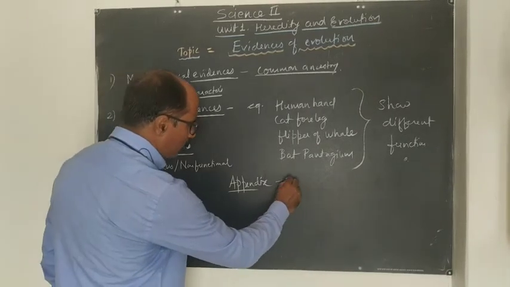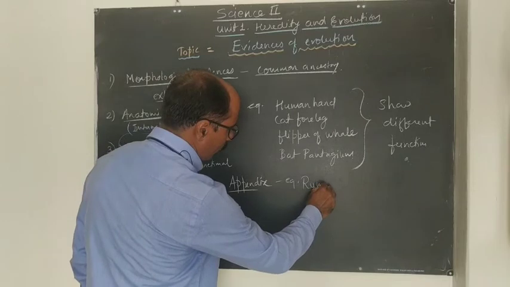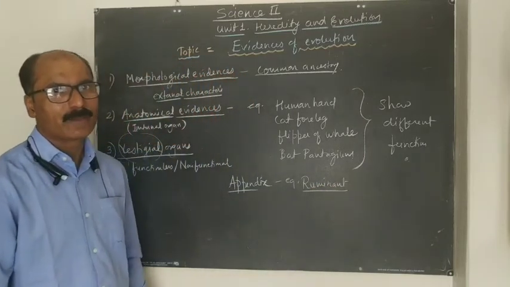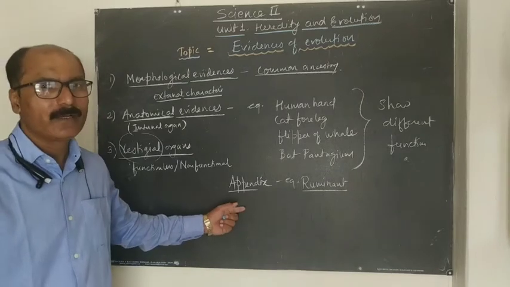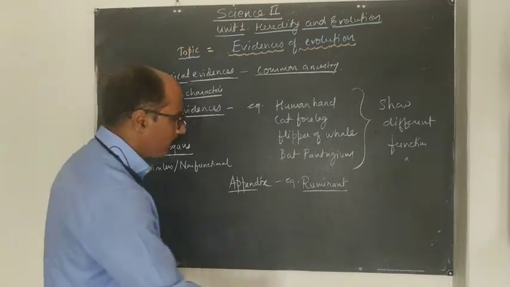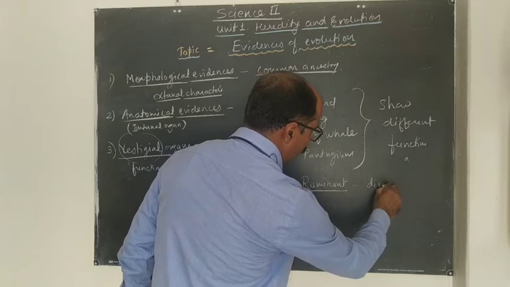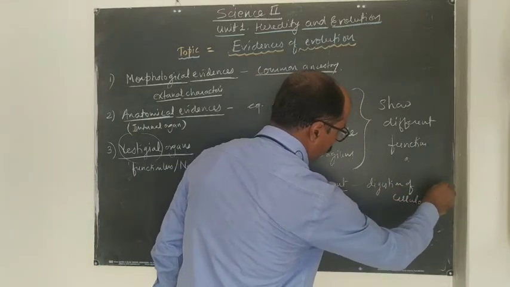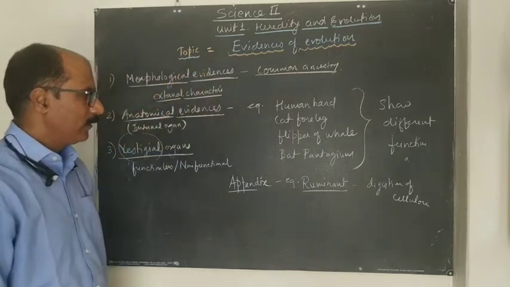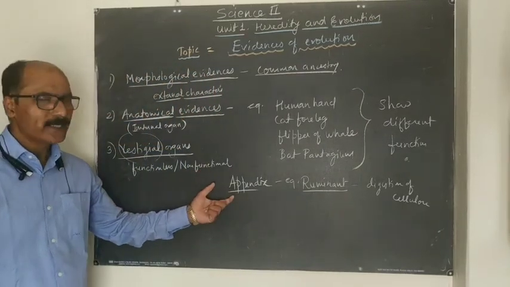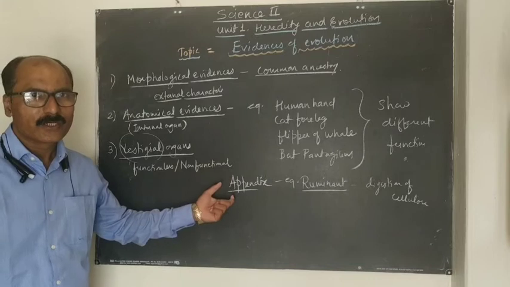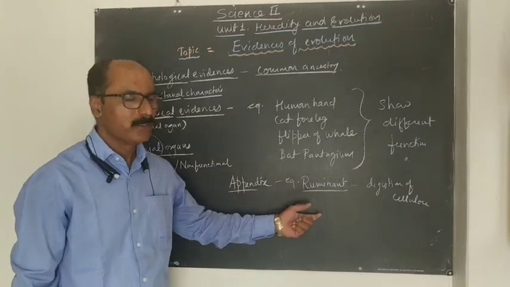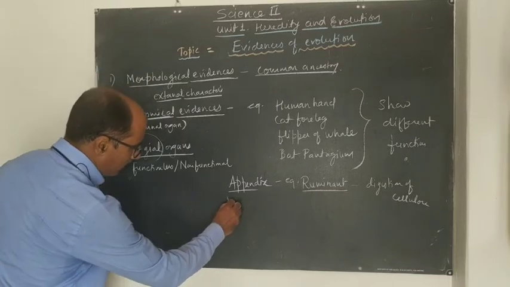Example, ruminants. Ruminants means, as a simple example, grass-eating animals. They have a well-developed appendix for digestion of cellulose. The example indicates that the appendix might be non-functional in the human body, but it is very well functional in ruminants. Example number 2, wisdom teeth.